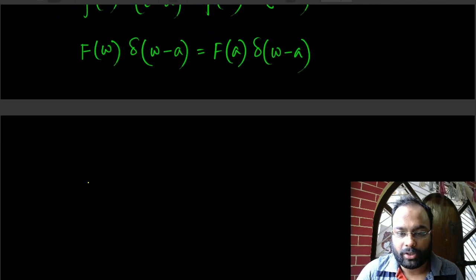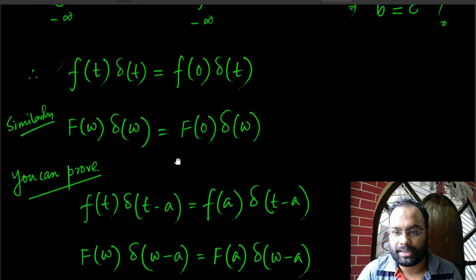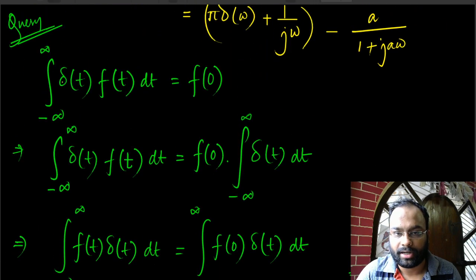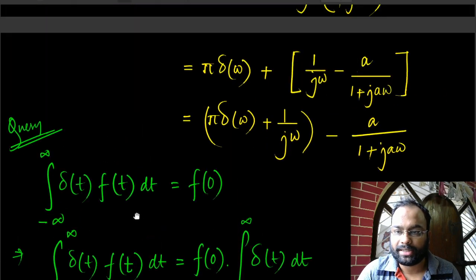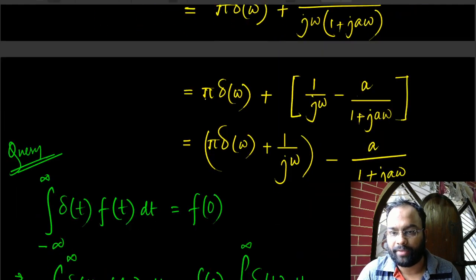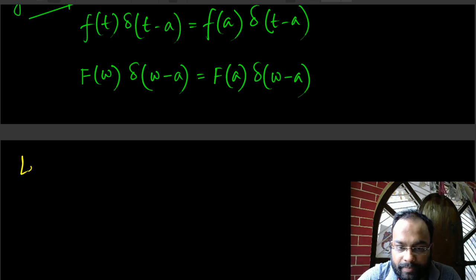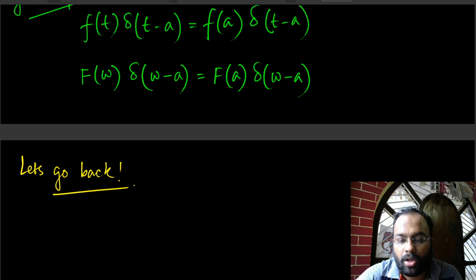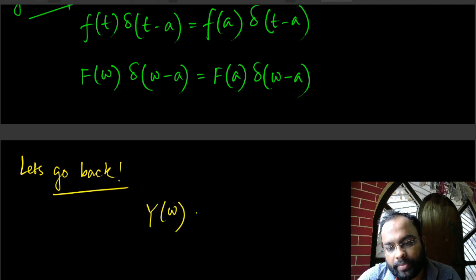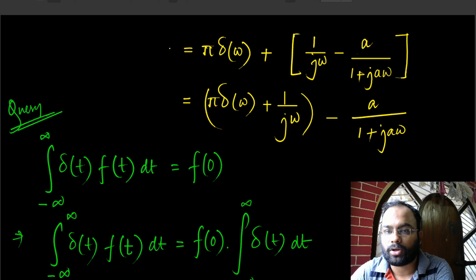Right. So far, let me bring this. What can I do? Okay, let's pull this and from here. So let's go back. So I have y(omega) equal to, let's copy paste this.